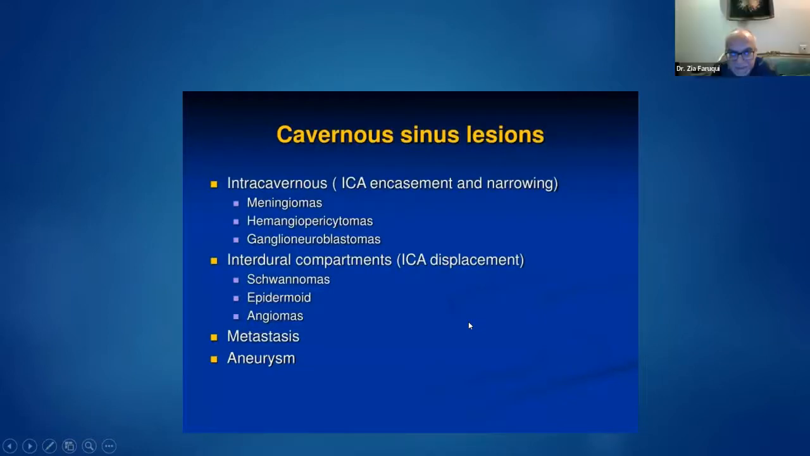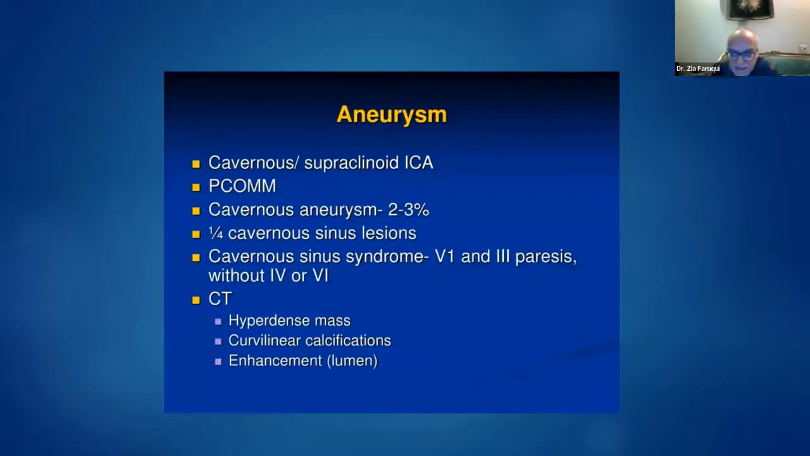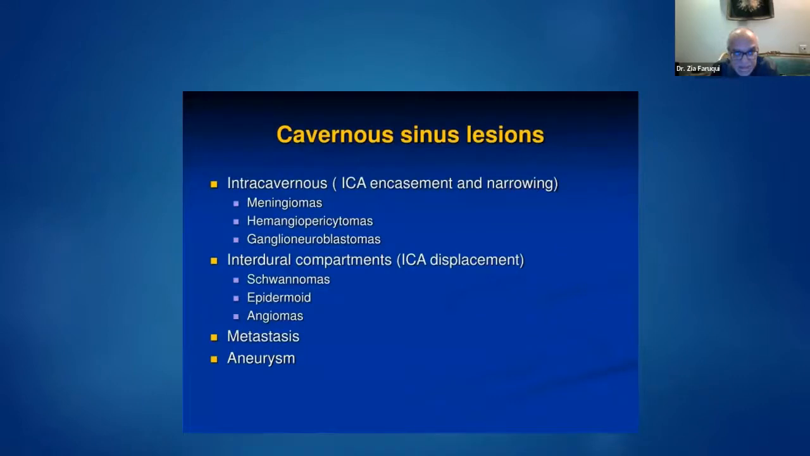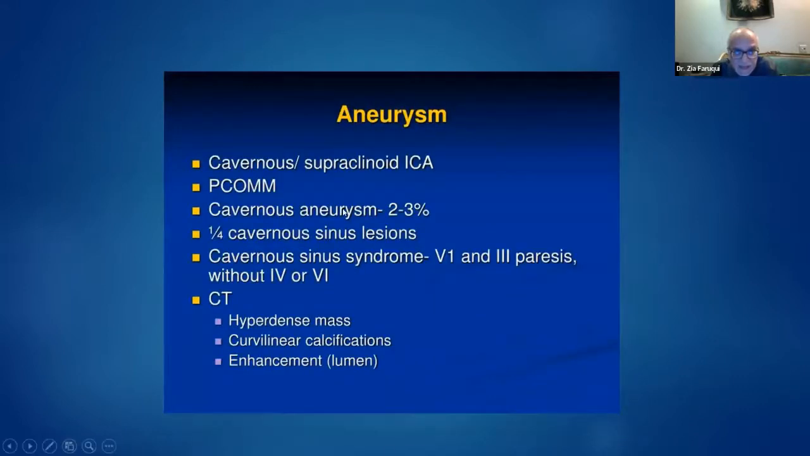So again, these are the pathologies which you see in this area. Aneurysms usually occur in relation to the internal carotid artery, sometimes to the PCOM as well. Cavernous aneurysms are 2 to 3% of all aneurysms. They're about a quarter of cavernous sinus lesions. And when they present with nerve palsies, it's usually the V1 and the third nerve which get paralyzed, and not the sixth or the fourth nerve.